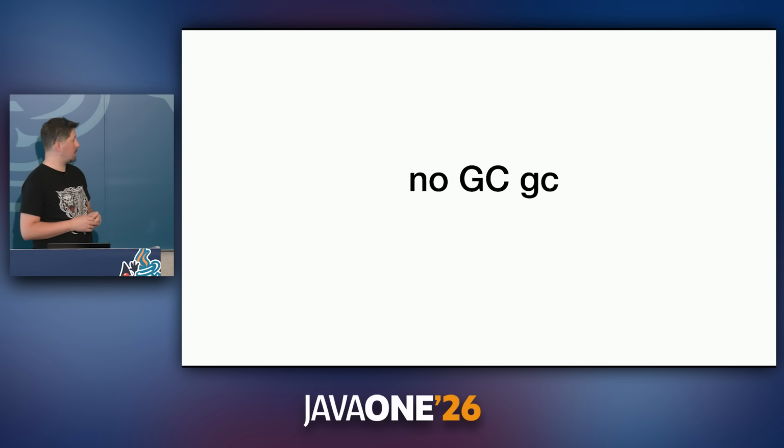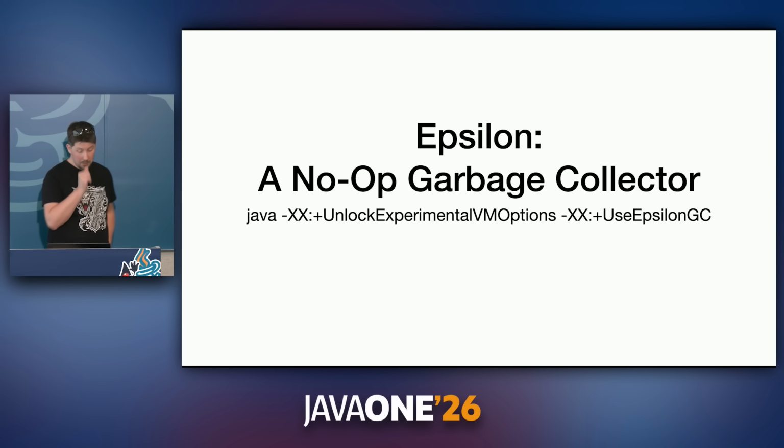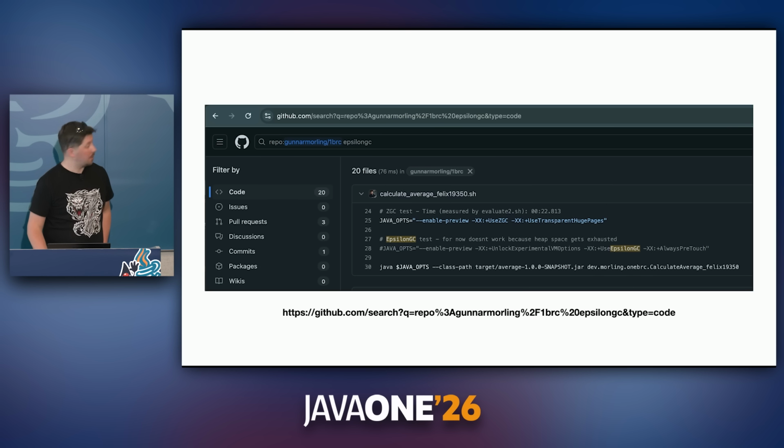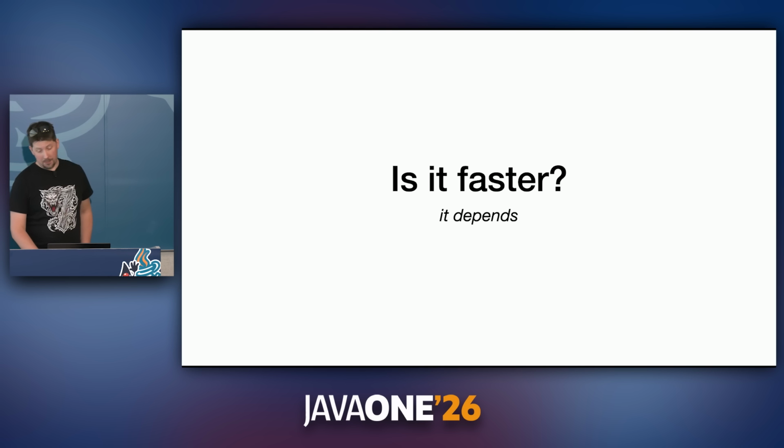And there is something that some people say should save us. So maybe if we could get 2 terabytes of memory and just run Epsilon GC, so something that does nothing when it's supposed to do GC, which is how you enable it, maybe everything will be faster. And sometimes Epsilon GC actually is very useful. But is it always faster? The answer is it depends.